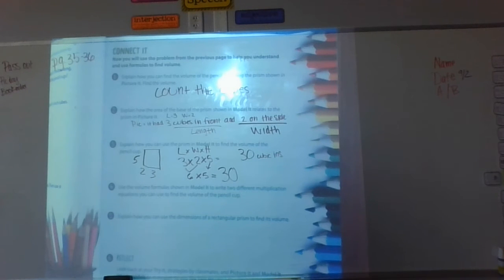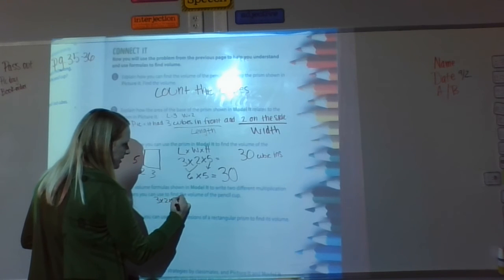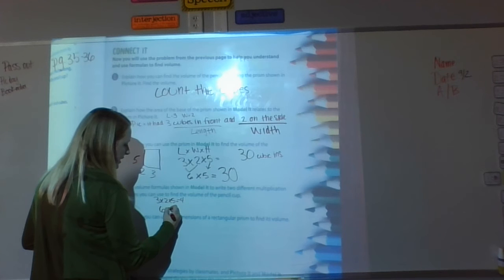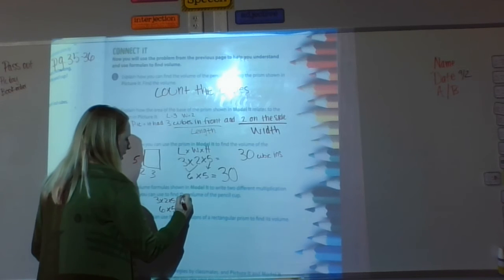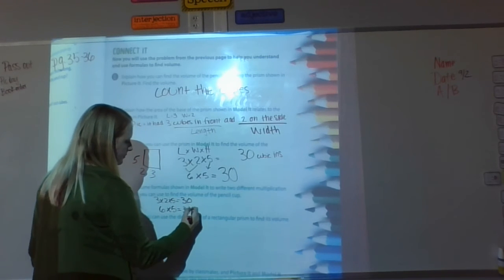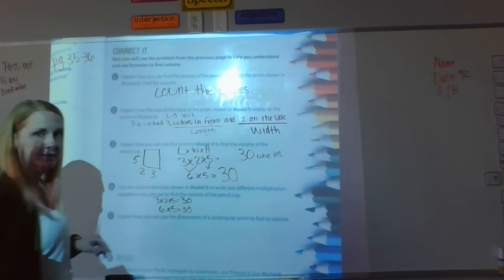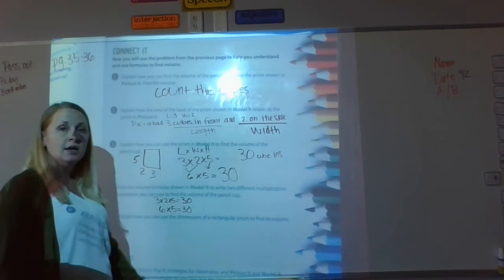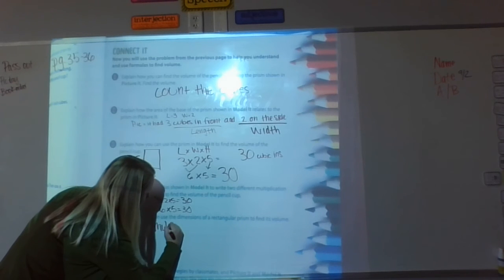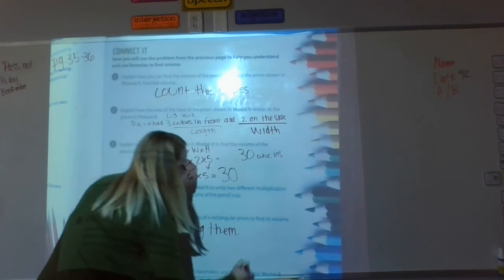So number 4 tells us to write 2 different multiplication equations. So we already did one. Actually, we wrote both of them. So length times width times height. And then we know our base is 6, and base times height, which is 5. Oh, I wrote the wrong number here. Is 30. So those are our 2 formulas, right? Length times width times height, base times height. So how can you use the dimensions of a rectangular prism to find its volume? Multiplying them. That's how we find the volume.